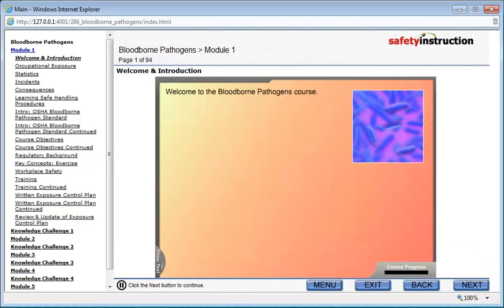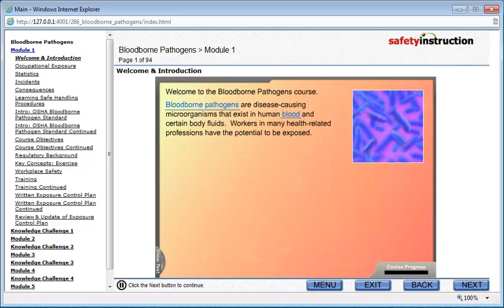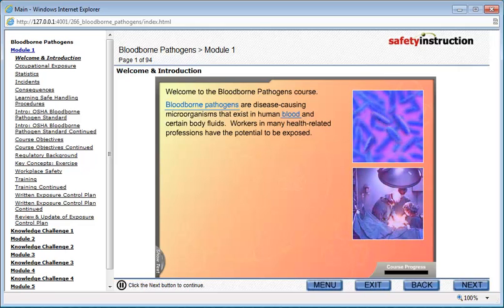Welcome to the Bloodborne Pathogens course. Bloodborne pathogens are disease-causing microorganisms that exist in human blood and certain body fluids. Workers in many health-related professions have the potential to be exposed to body fluids or other potentially infectious materials, called biohazards.